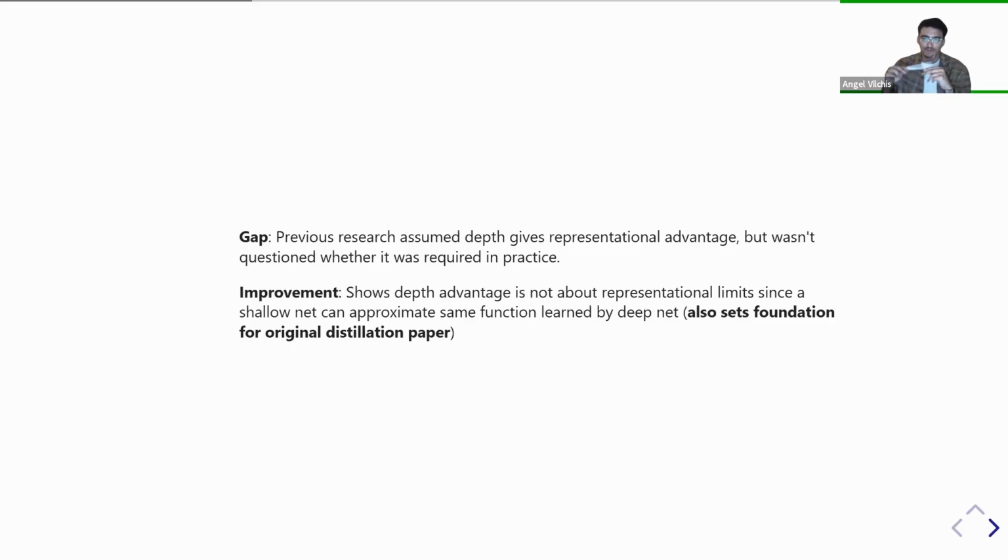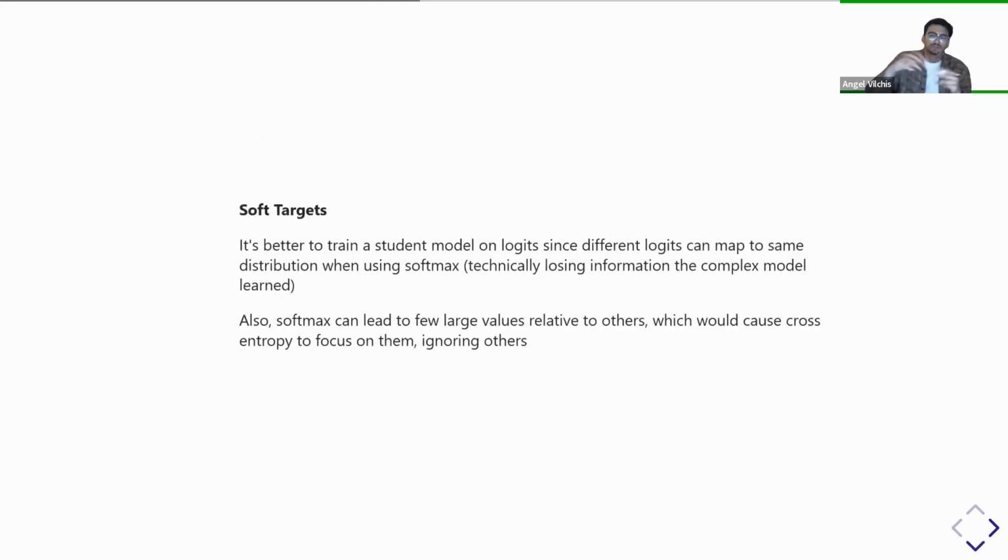But one more significant thing that this paper contributes is soft targets, the idea of soft targets. And it really sets the foundation for what is known as the original distillation paper. So I'll go into that now. So soft targets. Let's go over first how the previous model compression technique would work, and then we'll go into how soft targets would work.